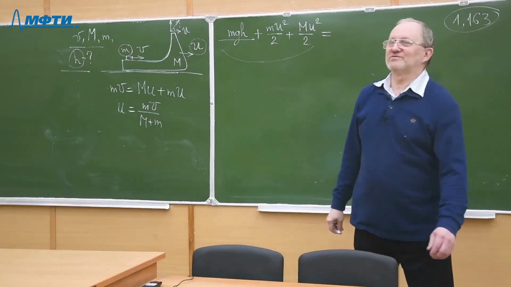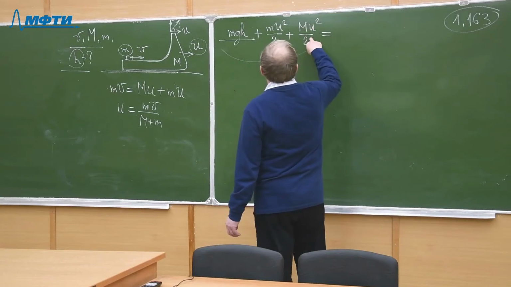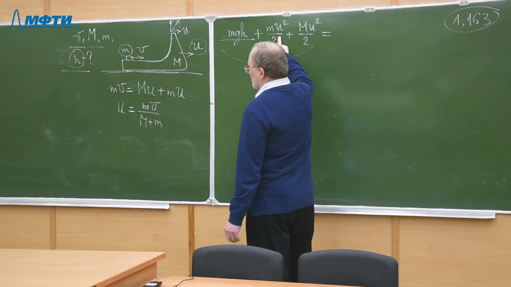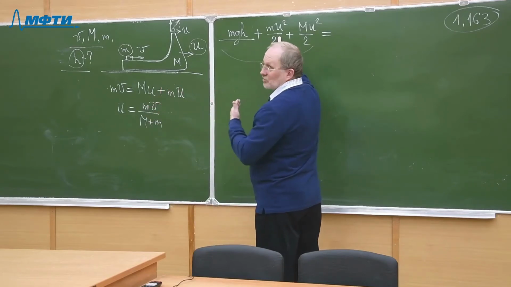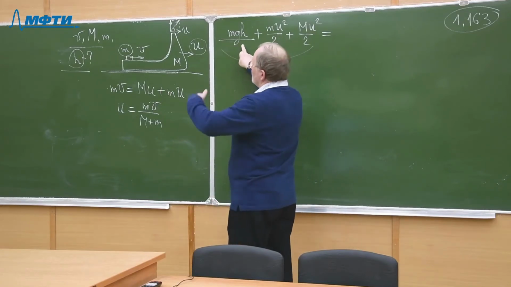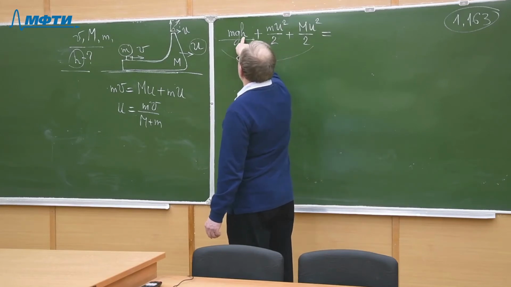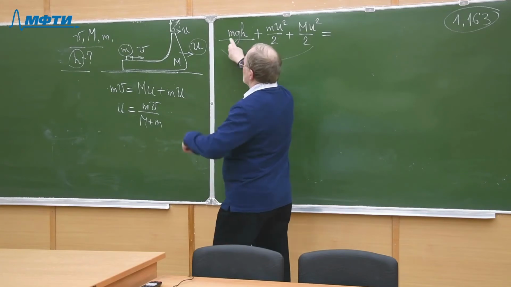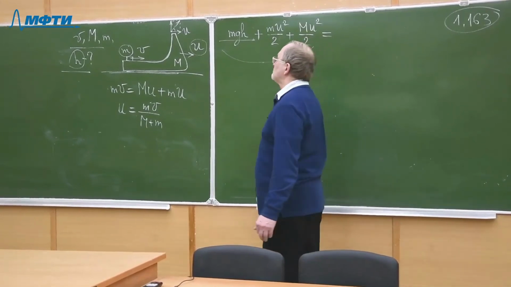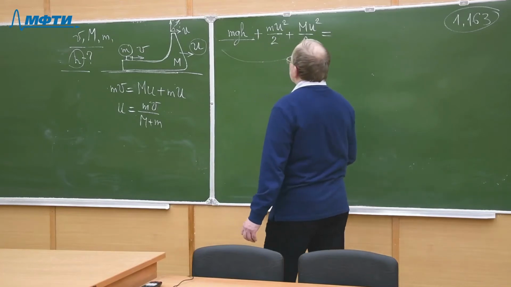I start from the final point. Final energy is the kinetic energy of the large body plus kinetic energy of the small body. It's present there because the small body has some horizontal component of velocity, and potential energy of the small body, depending on the height of its trajectory. At this point, vertical velocity of the small body is 0, so we don't have to take into account this vertical component of velocity. That's the final mechanical energy of the system.